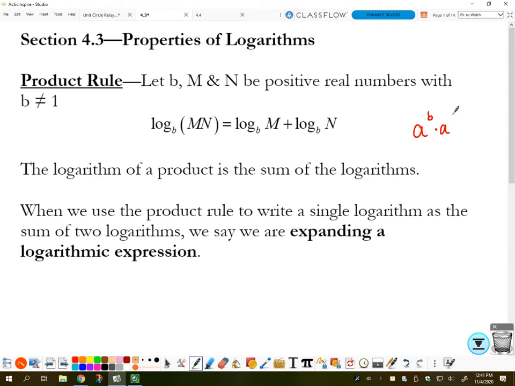I don't know what I'm writing. Those are not the right letters. You have this property, sorry, for exponents where addition and multiplication go together. So with logs, it's the same concept.